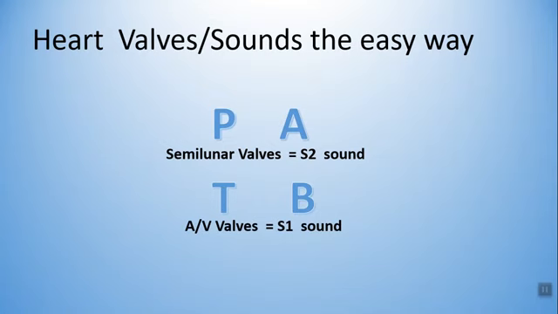Let's review that the tricuspid and the bicuspid are collectively known as the AV valves, and they create the S1 heart sounds. The heart sounds are created basically when these two are closing together. And the semilunar valves, which are the pulmonary and aortic, are going to be creating the S2 sound when they close, and they are going to be closing at the same time.